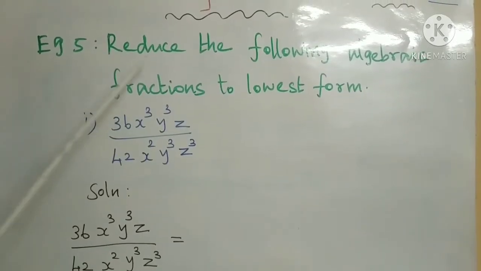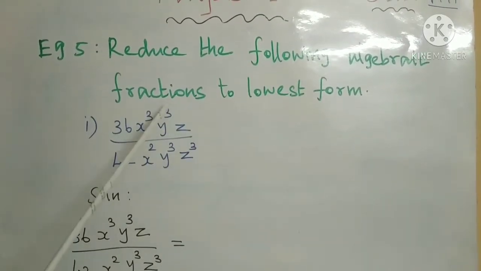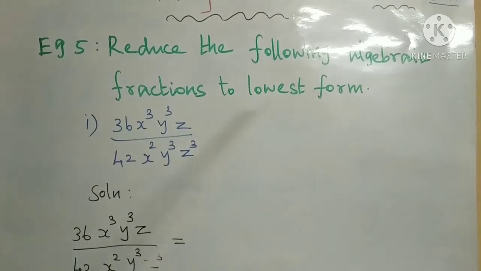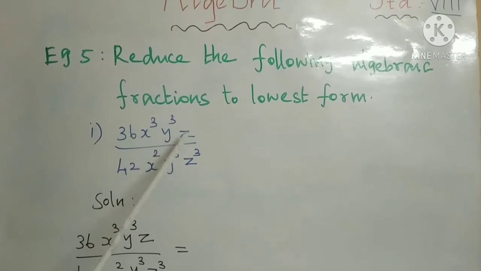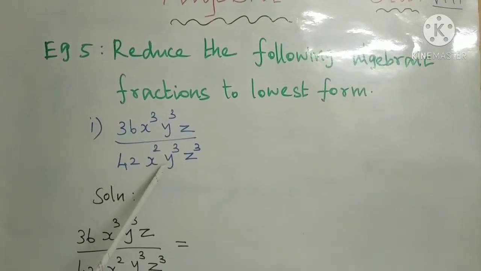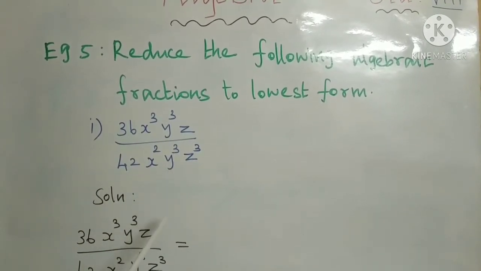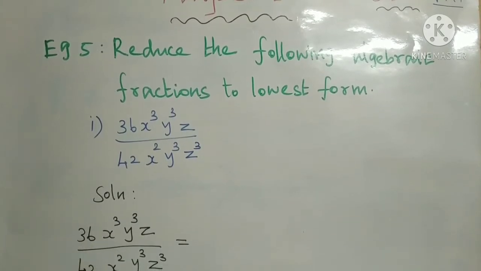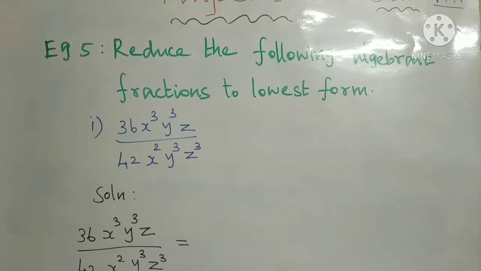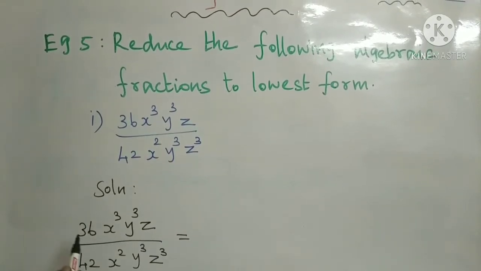Example 5. Reduce the following algebraic fractions to lowest form. First one, 36x cube y cube z by 42x square y cube z cube. How do you reduce this algebraic fraction to lowest form? We can cancel the numerator and denominator.